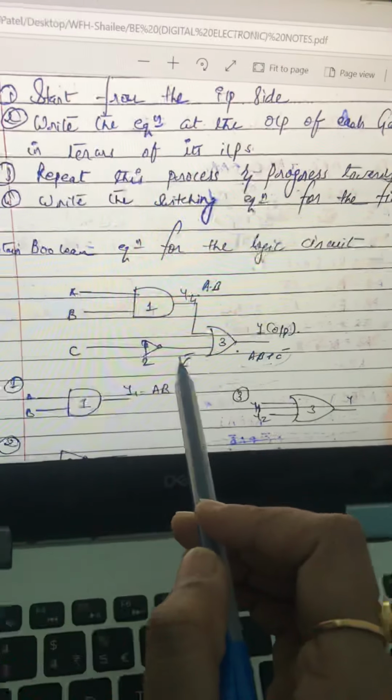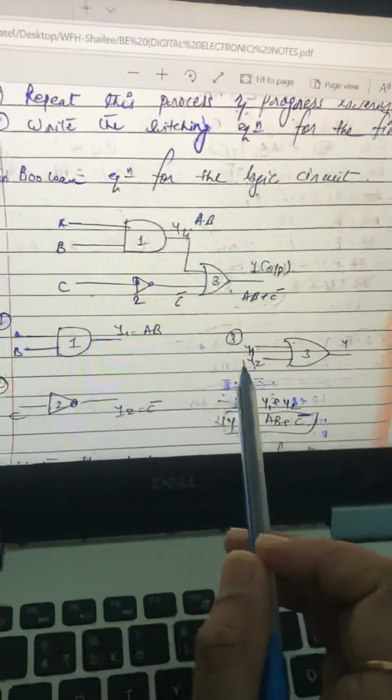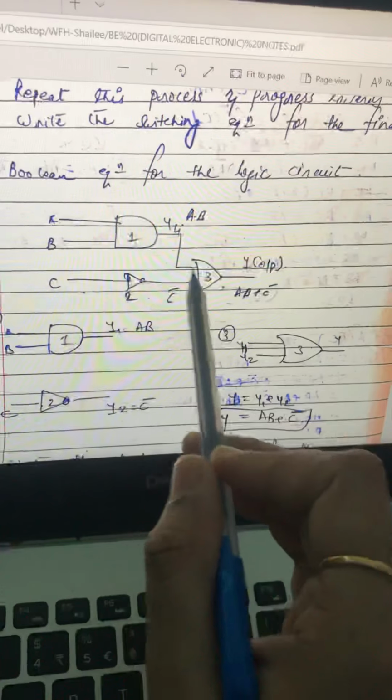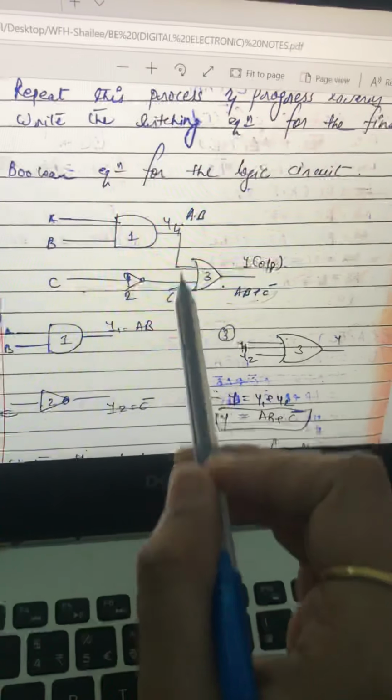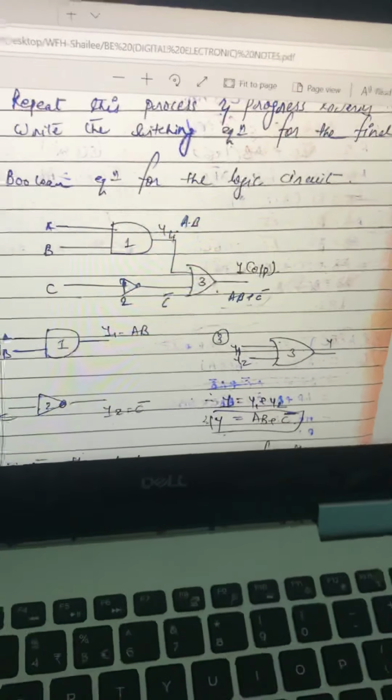For Y2 you will get C bar, because it's just a NOT inverter. And Y3 will have two inputs, those are AB and C bar, and ORing will be there. So AB plus C bar, this will be your total output. So Y will be Y1 plus Y2. This one is Y1, this one is Y2, and you will get the output because the OR gate has two inputs Y1 and Y2. So the equation will become Y1 plus Y2.